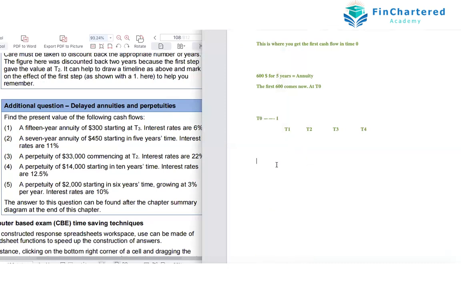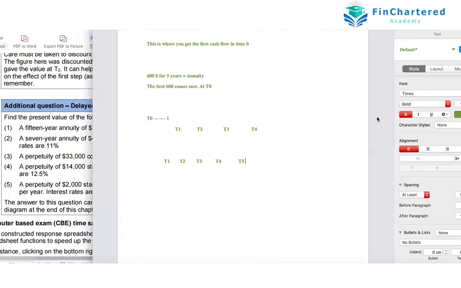See, normally you have to get the money from the first year. T1, T2, T3, T4, T5. But sometimes the cash flow will start coming in not from the first year, not from T1. You will get it later, maybe in T2 or in T3 or in T4 or in T5. When you don't get your first cash flow in T1 and it is delayed, that kind of annuity or perpetuity is known as delayed annuity or delayed perpetuity. Is this clear, Kittu and Nitish?